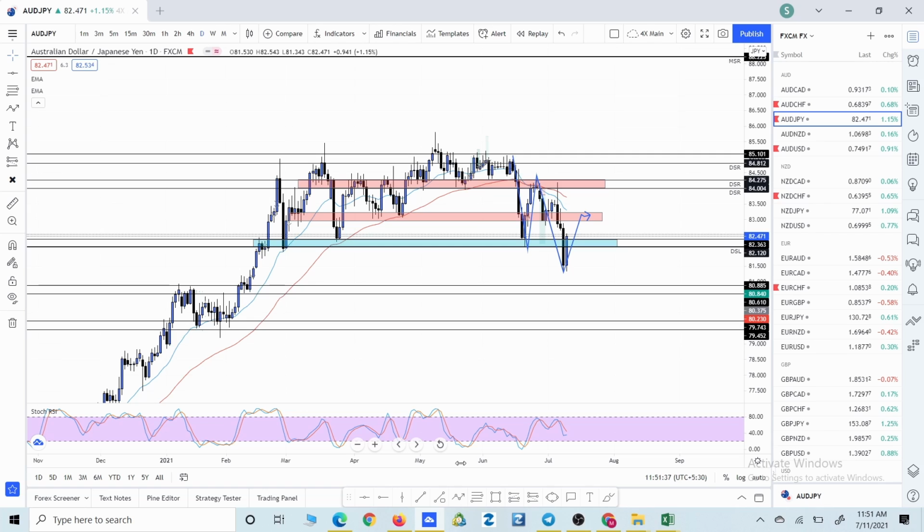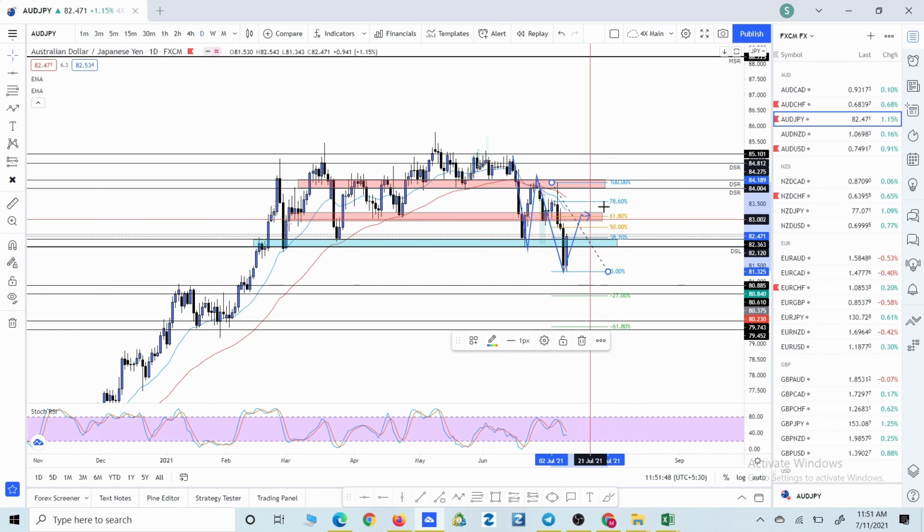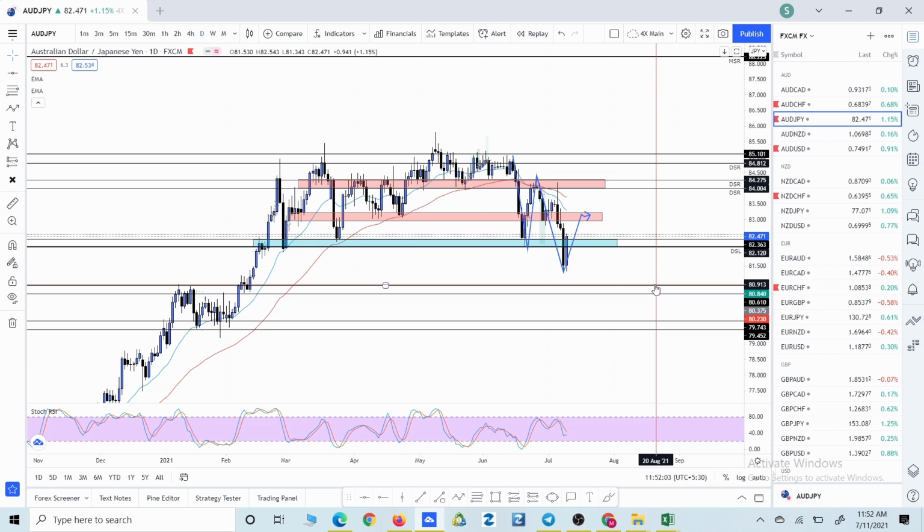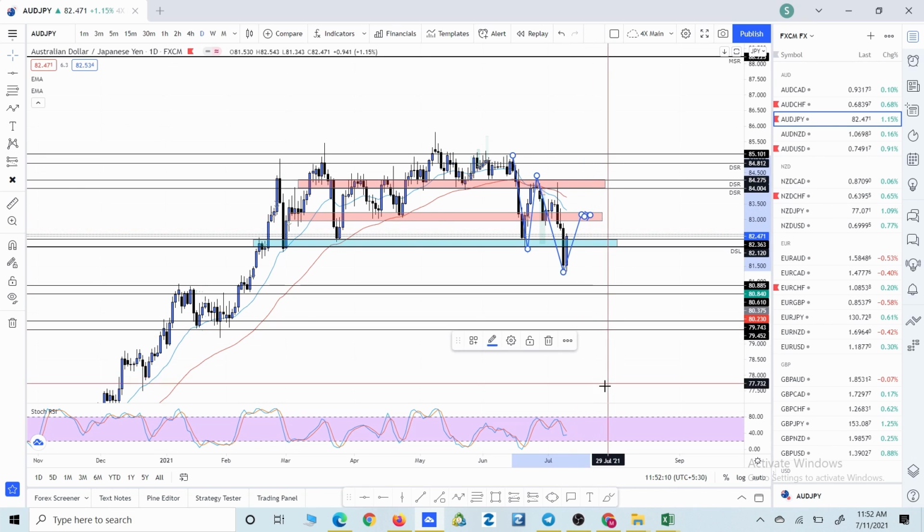Now let's check if we have the Fibonacci retracement confluence as well. Starting from the swing high to the swing low, as we can see, this zone comes between 50 to 61.8%, so around 61.8%. This is a very strong zone from a Fibonacci point of view, so we can say that all the confluence factors are working in our favor, and we can be looking for any kind of shorting opportunity in this market, in this area.